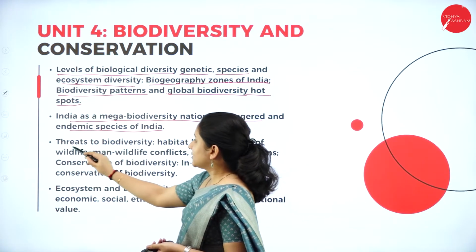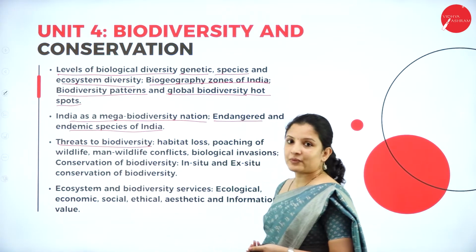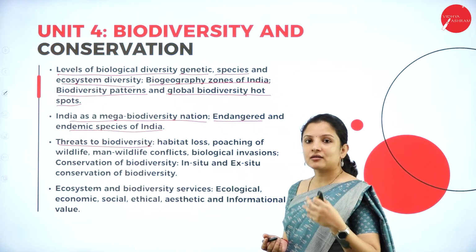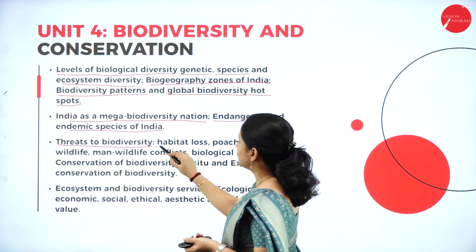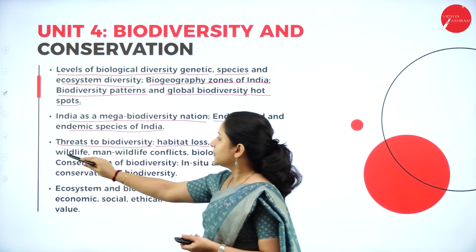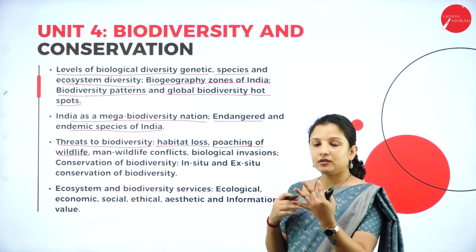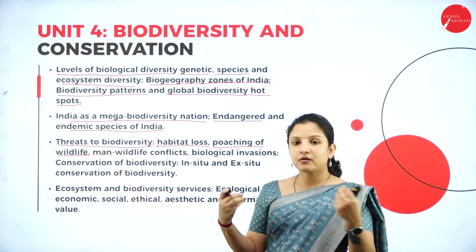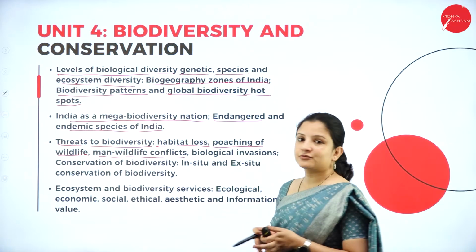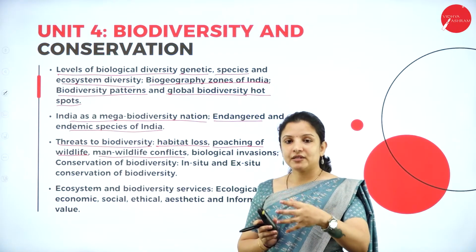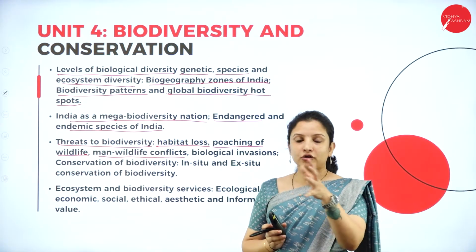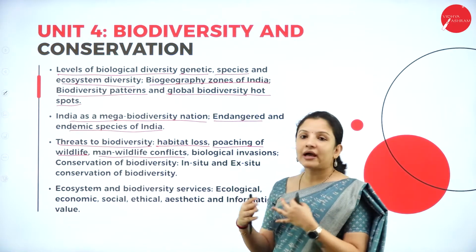And next we'll study about the threats to biodiversity. Threats to biodiversity, we human beings alone are a big threat to biodiversity, right? So what are the major threats to biodiversity, which are leading to the loss of habitat and to poaching of wildlife, and because of the constant interaction between wildlife and human beings, it is leading to a lot of man-wildlife conflicts, wherein we have studied how leopards have entered villages and killed cattle, and how elephants have trampled and destroyed a lot of agricultural fields. All that is nothing but man-wildlife conflict.